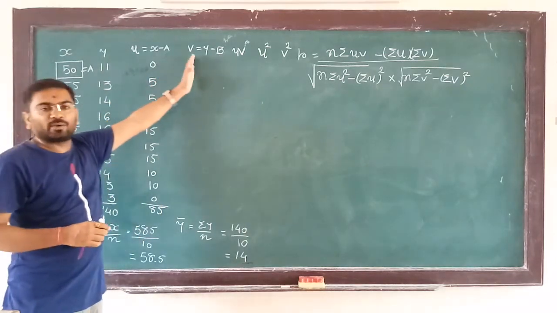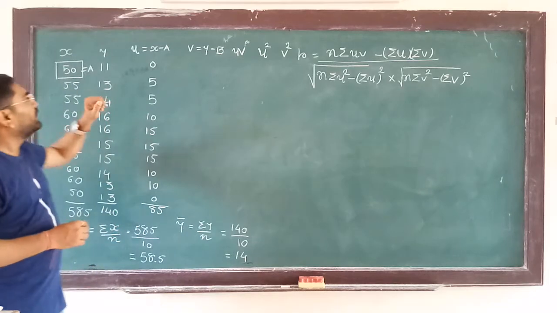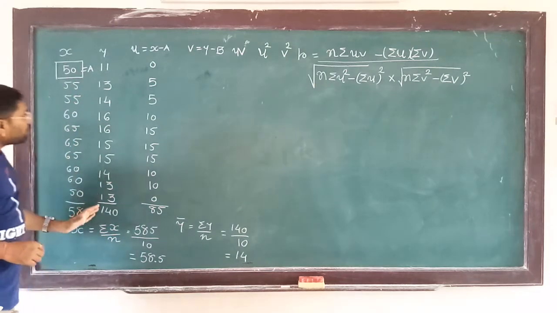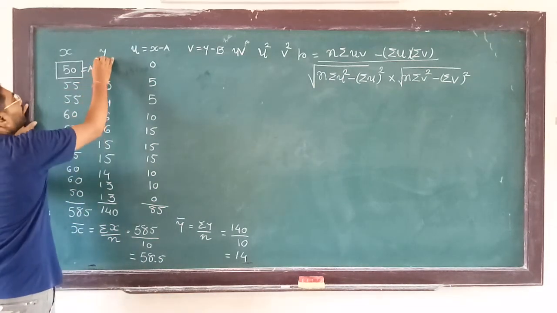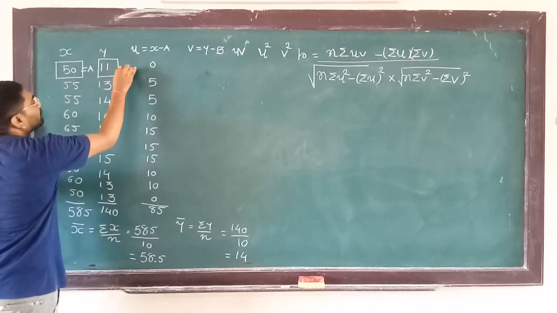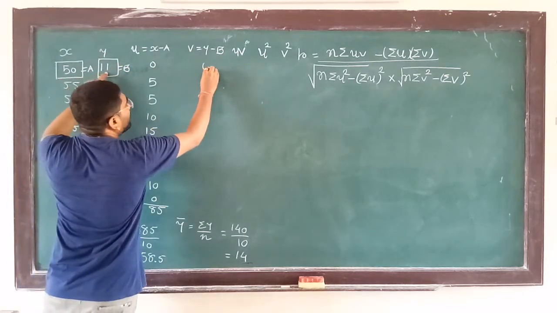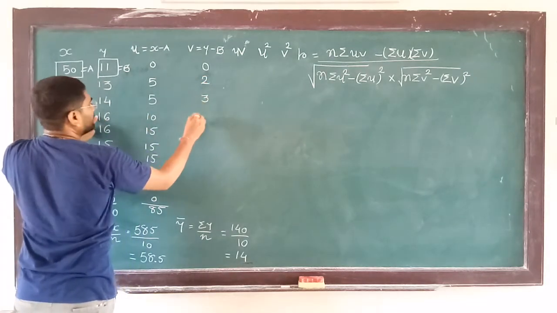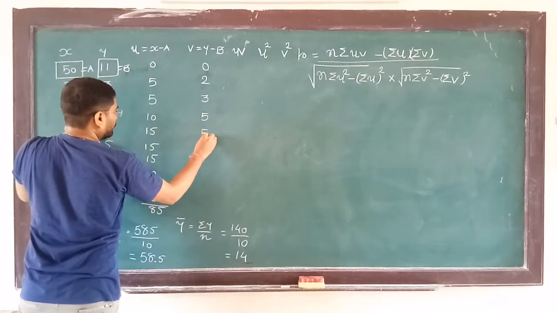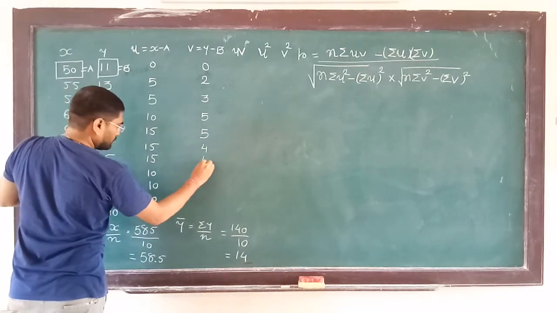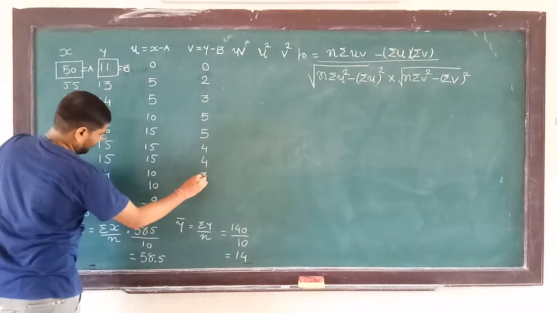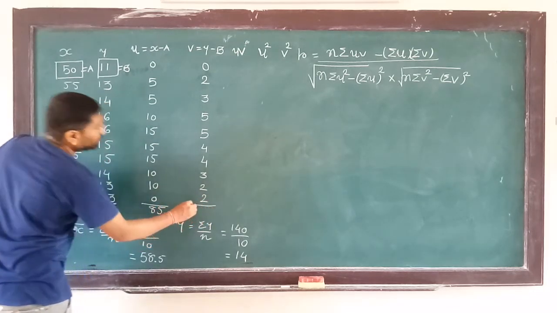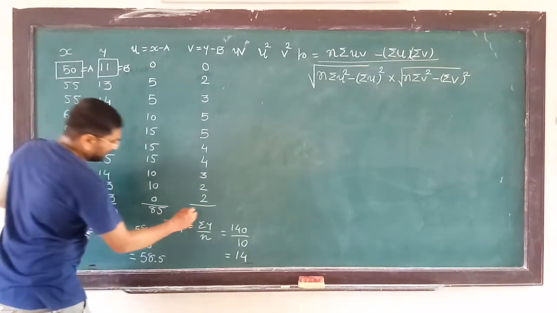Now in the same way we calculate the V column. Here B is the smallest number from y. The smallest number is 11. Make a box and write down B. Here 11 minus 11 is equal to 0, then 2, 3, 5, 5, 4, 3, 2, and 2. The total of V is 30.